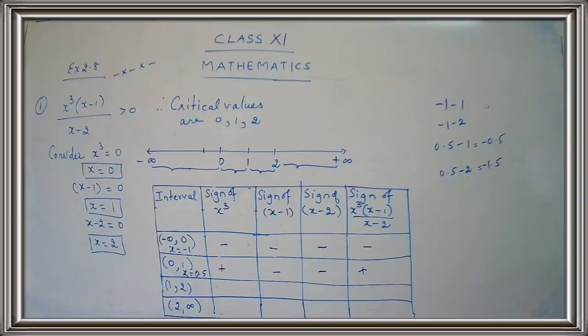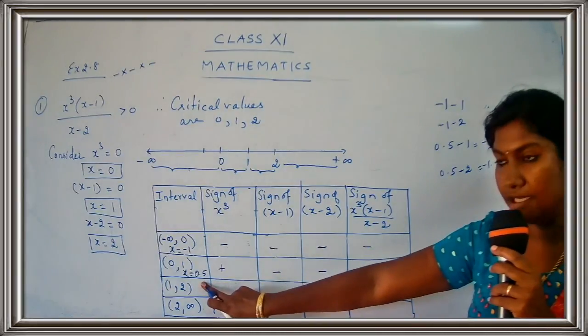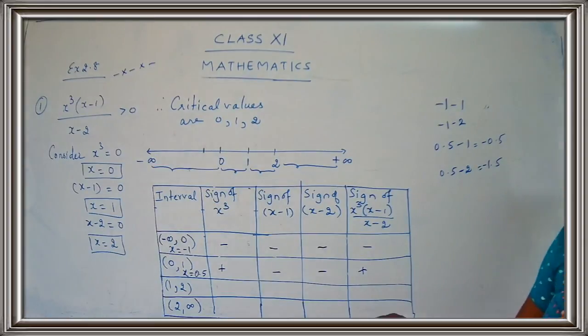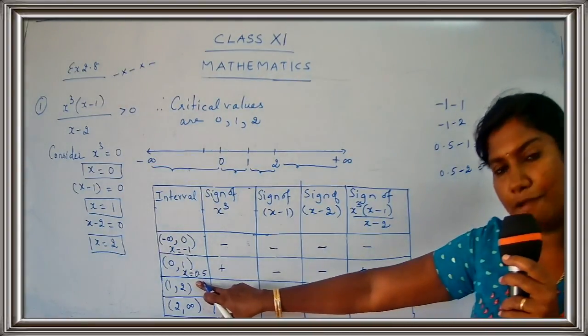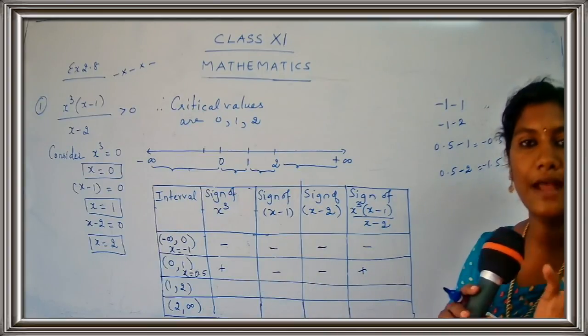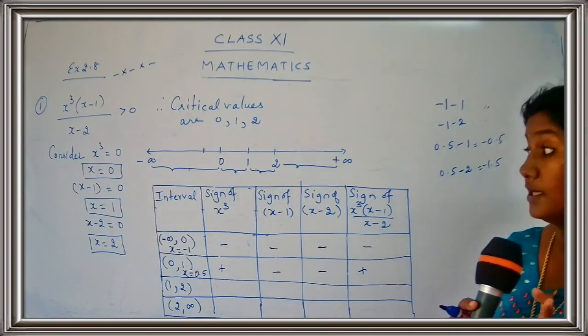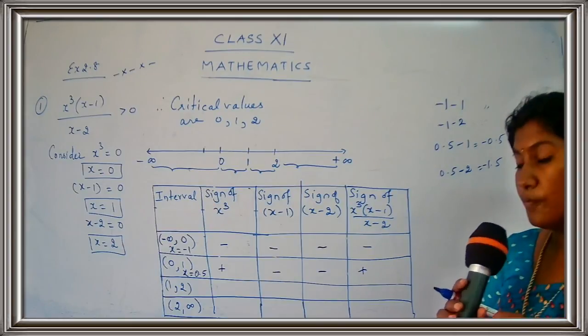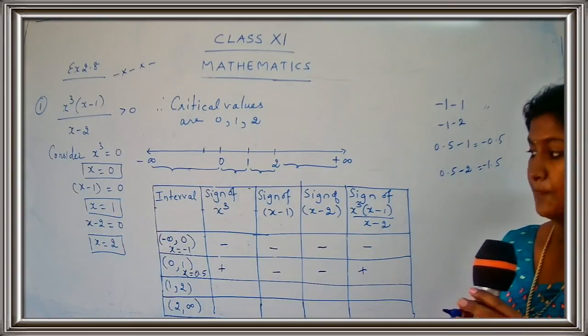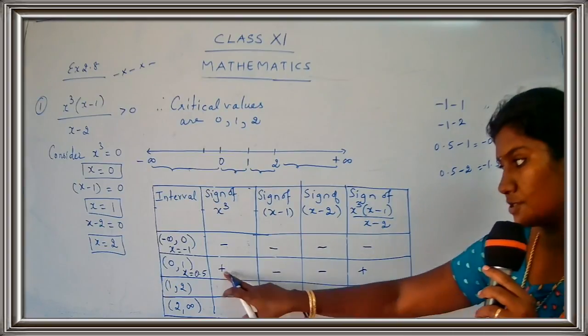I hope you are clear, children. So what was the value we have taken here? We have chosen a value between 0 and 1. That is, I have taken as 0.5. So when you cube it, I have told you that we are not worried about the values. We are just going to think of the sign. So 0.5 into 0.5 into 0.5 is going to give you a positive answer. That is, cube of a positive number is positive.